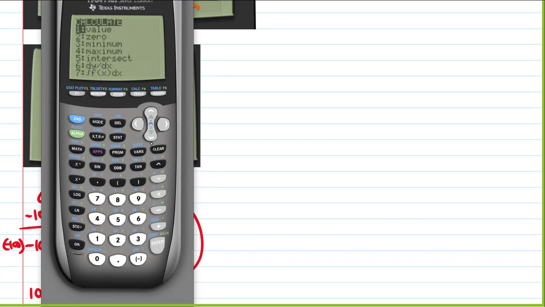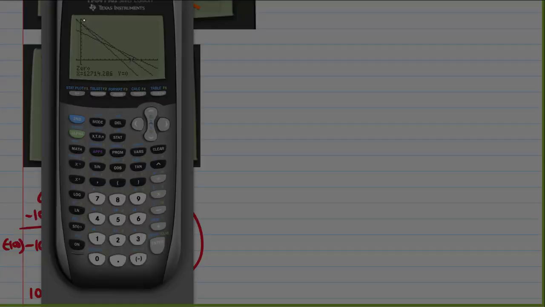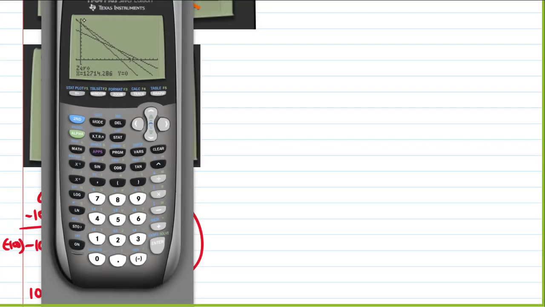So now when I go second, calculate 0, I press my down arrow to go to y2. I'm still to the left of my 0, so I hit enter, and now I move to the right of my 0. Hit enter, and then I move back to guess. And this time it tells me 12,714 meters approximately.